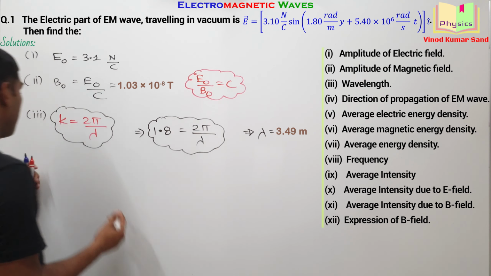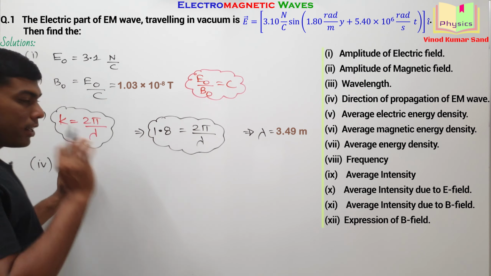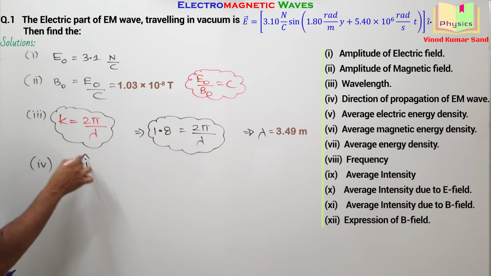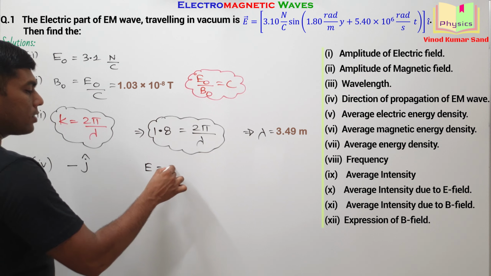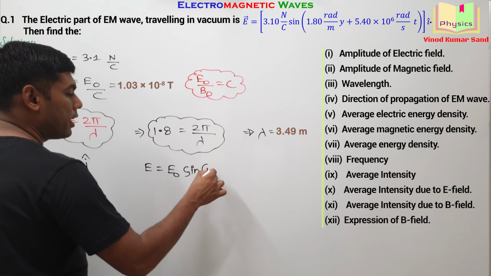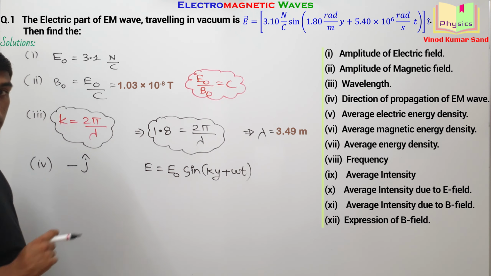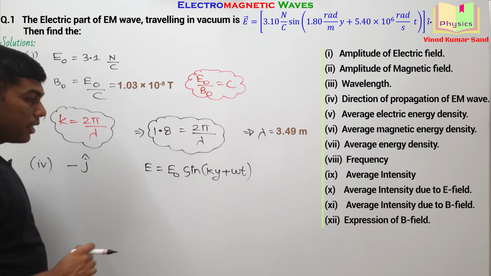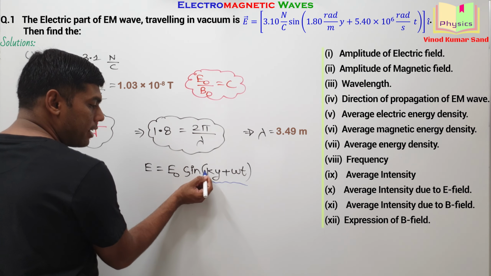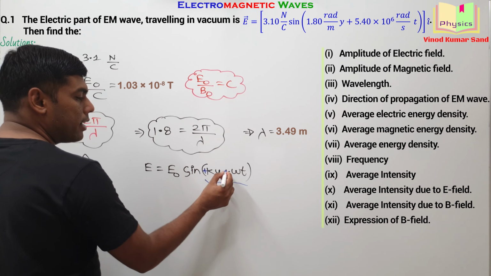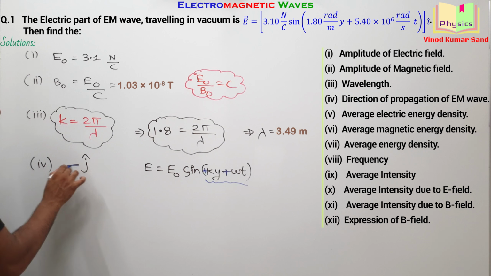Now, after getting the lambda, question is asking us about the direction of the propagation of EM wave. That answer will be minus j cap. Why? Just pay attention. If we compare the format, it is like as E naught sine of ky plus omega t. Compare it with the given format E naught sine ky plus omega t. If all the sign here in bracket are same, this sign here is positive, okay, and the sign here is also positive, then wave will always travel in negative direction.